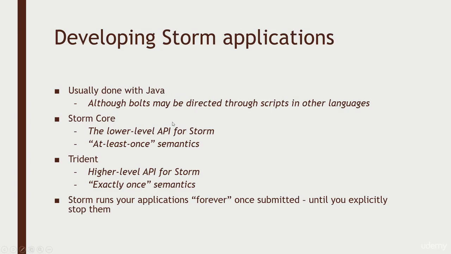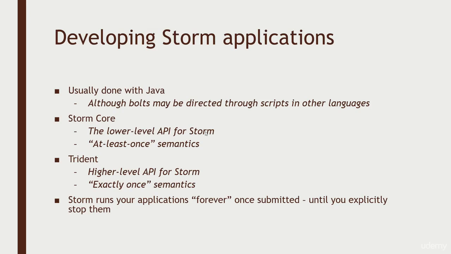Now, there are 2 different APIs you can choose to develop against with Storm. One is called Storm Core, which is basically a lower-level API for Storm, although it's still pretty simple to use. I don't want you to think that you're really getting mired in the details here too much. It's still abstracting away all the nastiness of distributing your work and making sure things are running in the right place. Storm Core offers at least once semantics, so there is a possibility of receiving duplicate data with Storm Core.